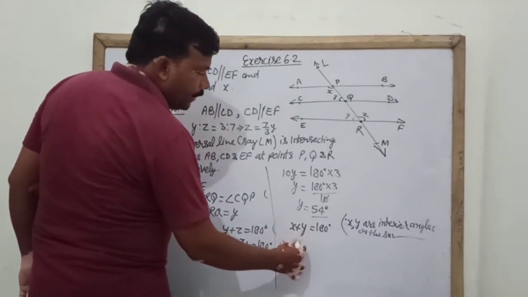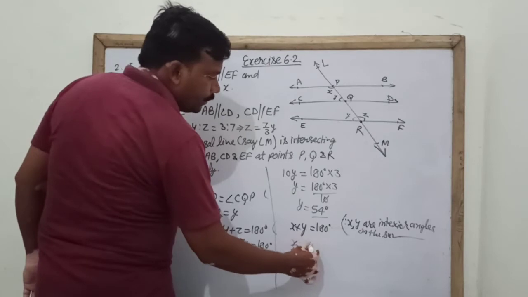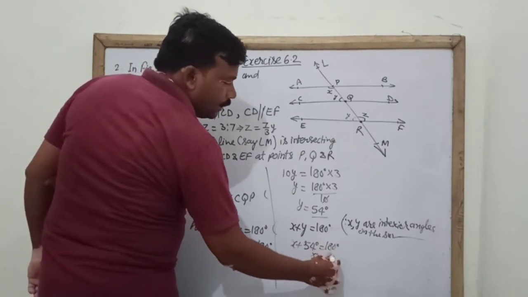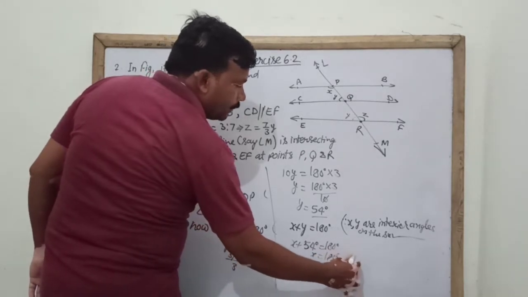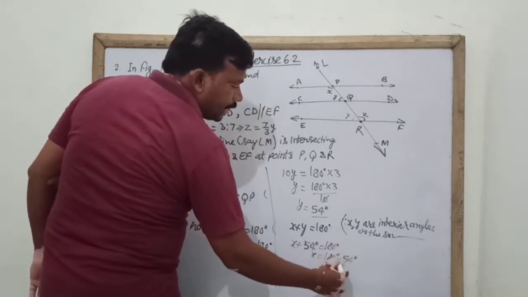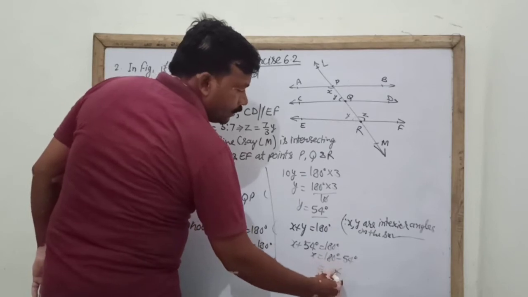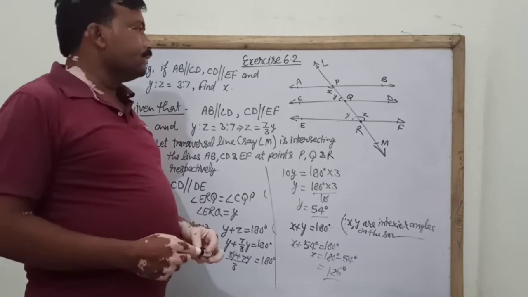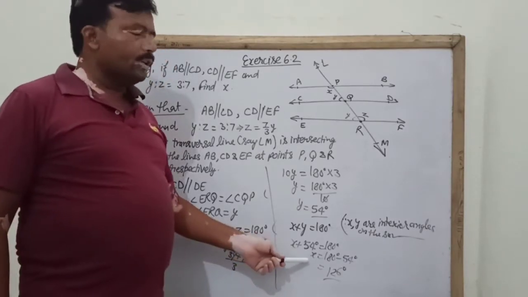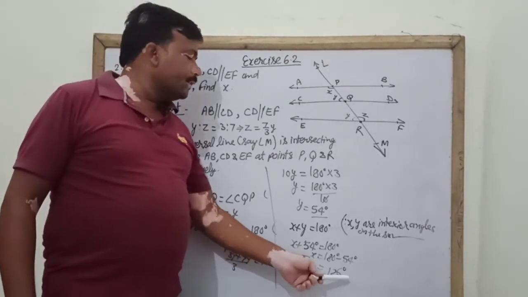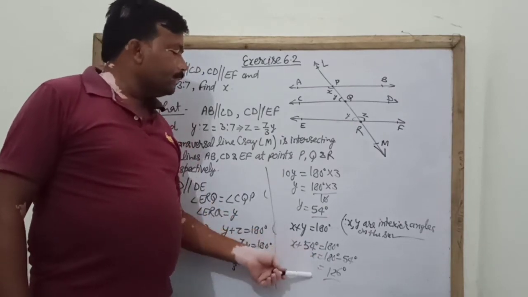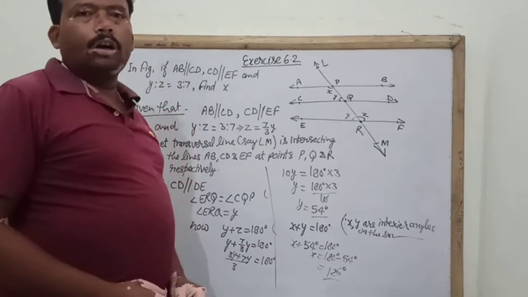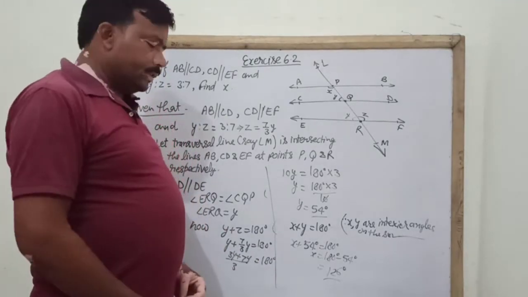Putting the value of y, x plus 54 degrees equals 180 degrees. Then x equals 180 degrees minus 54 degrees. We can calculate it: 126 degrees. This is our answer, because we have to find the value of x. This is the value of x. Now moving to the next question.